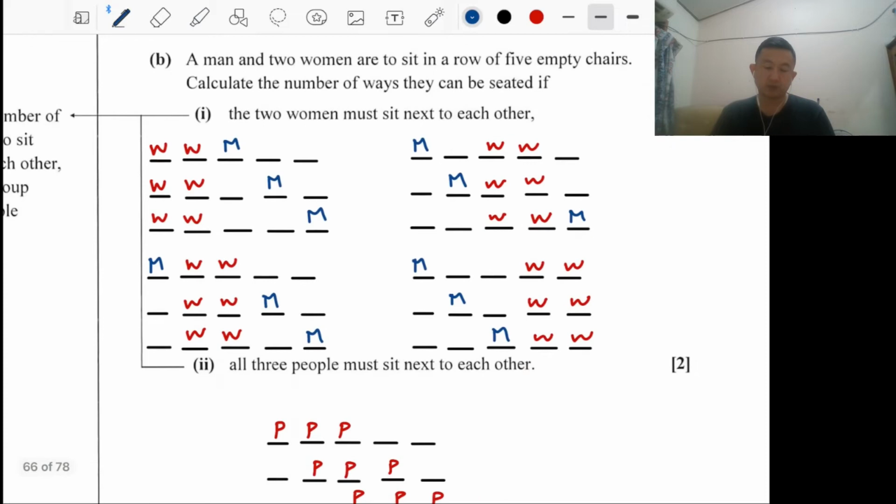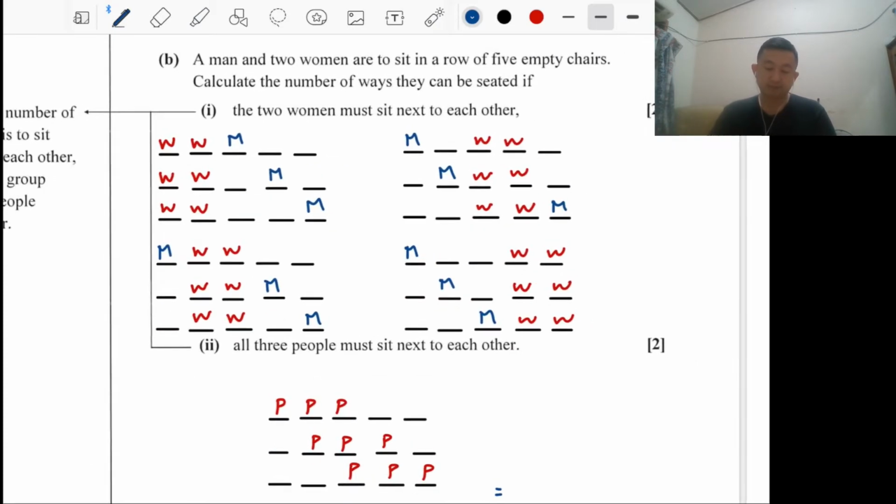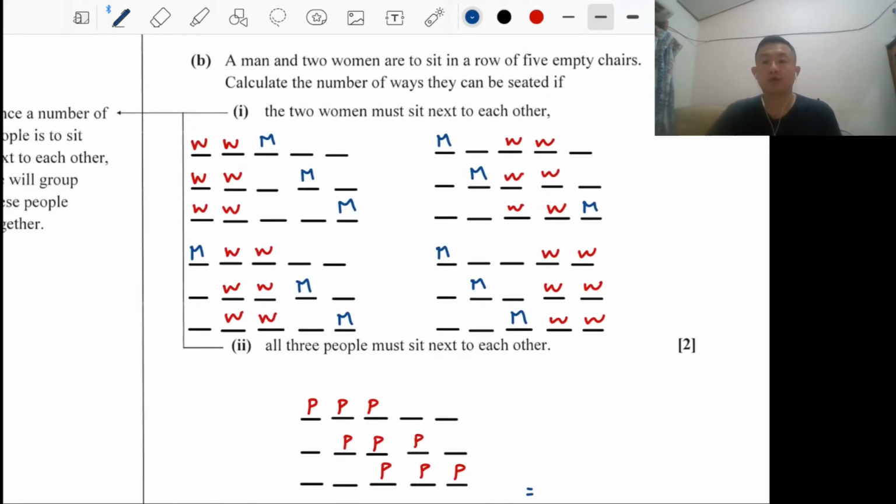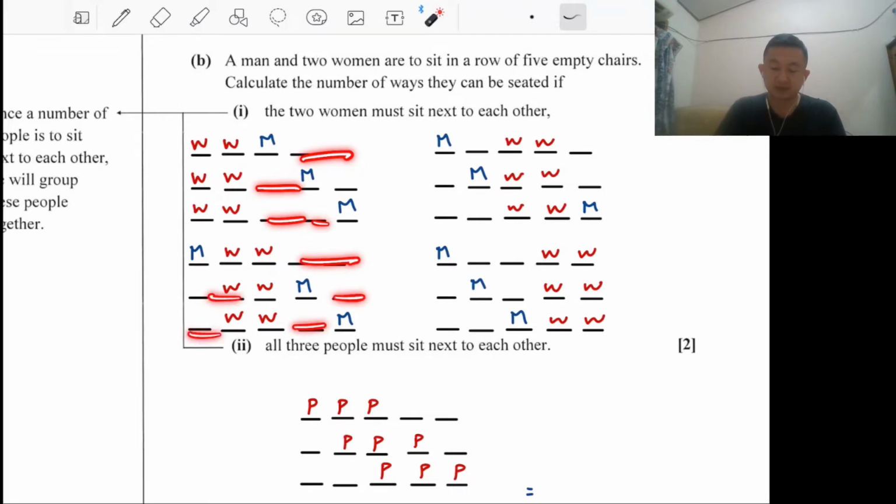Alright, so we move on. This one is a bit hard. Try to understand the question first. There are a man and 2 women. These are the women, WW. These are the men, right? They sit in a row of 5 empty chairs. So there will be a slot that is empty, without anyone sitting on it. So it's a bit special.